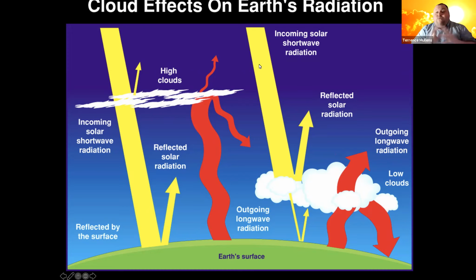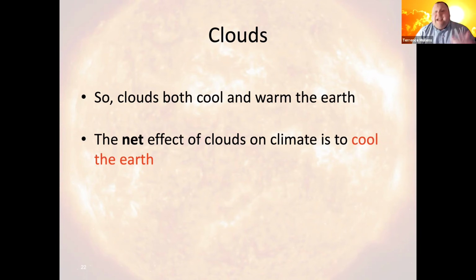Now, there's a big uncertainty on which of these two factors is overall going to actually win over. Scientists in general believe that the net effect of clouds is to cool the Earth. However, as this balance between low clouds and high clouds changes over time, we may actually see a change in the effect that clouds have on Earth. So it's kind of an uncertain factor. It's an uncertain change caused by clouds.